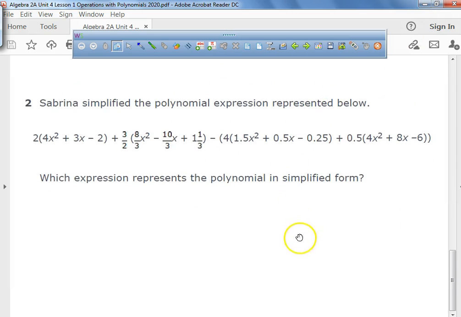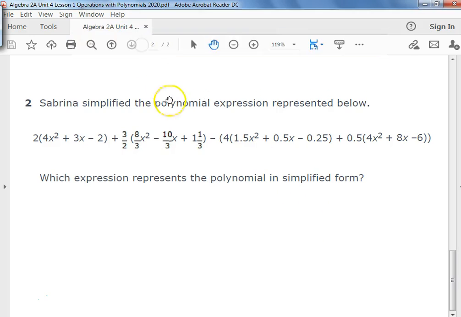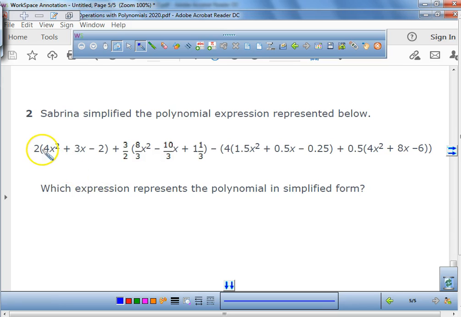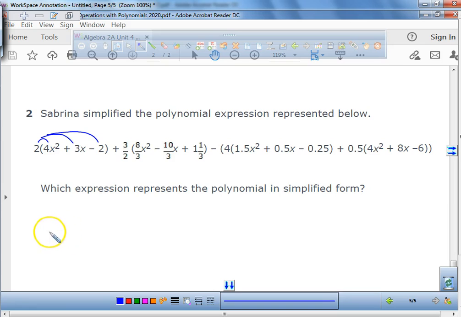This is our last problem we're going to work out together, okay? This is it. Whew. Sabrina simplified the polynomial expression represented below. Which expression represents the polynomial in simplified form? We're gonna write that down. So guys, check this out. All you got to do is just do this on your paper, okay? We're not going to have to do this in your journal. Just do it on your paper. First thing we got to do is distribute. So here we go. Help me out. Double this, guys.